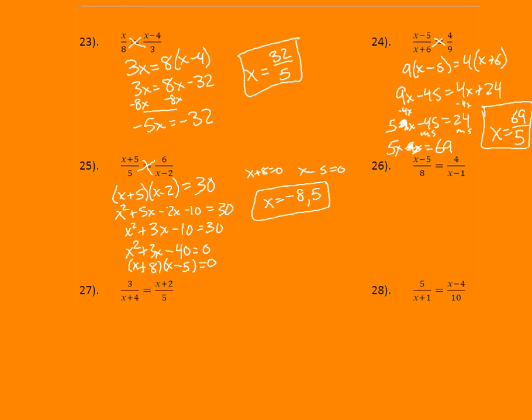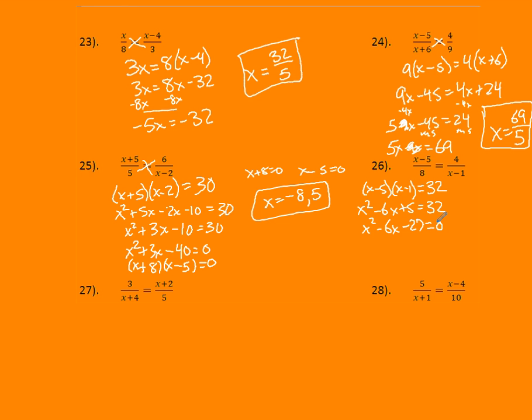Here in 26, I need to do the same idea. X minus 5 times x minus 1 equals 4 times 8, which is 32. When I FOIL here, I should get x squared minus 5x minus another x. So minus 6x plus 5 equals 32. Subtract 32 from both sides. X squared minus 6x minus 27 equals 0.